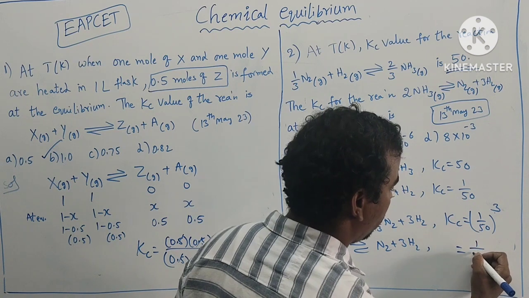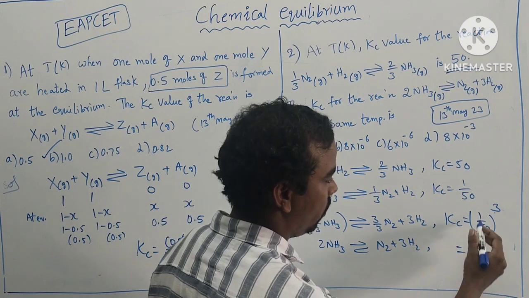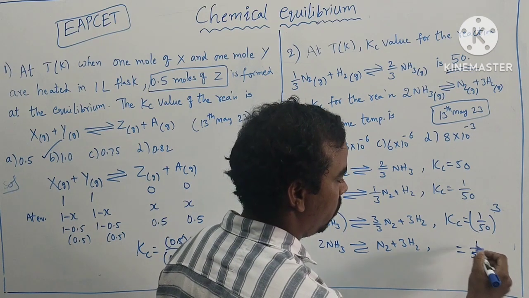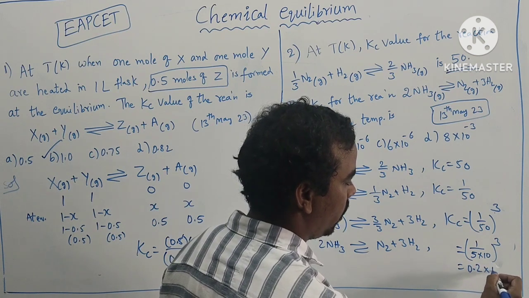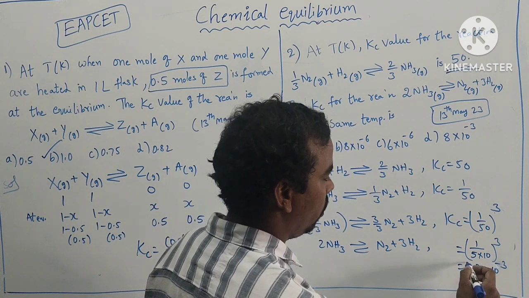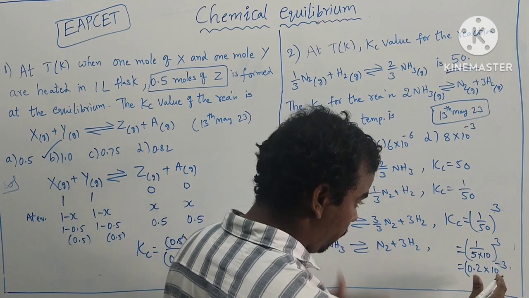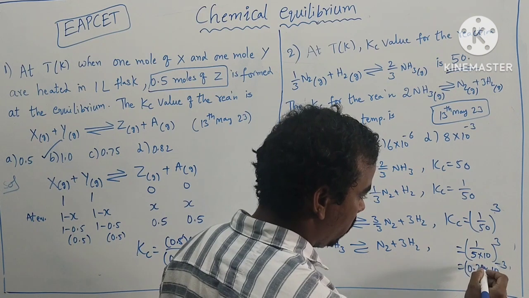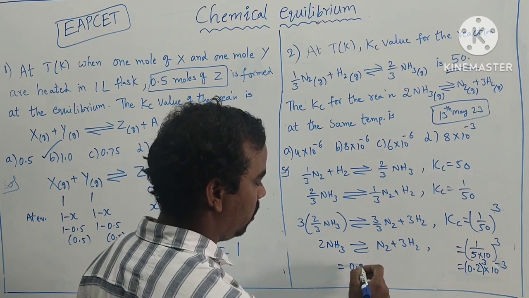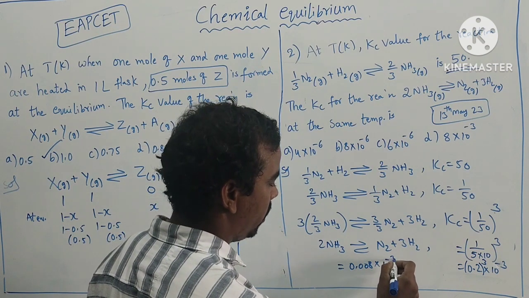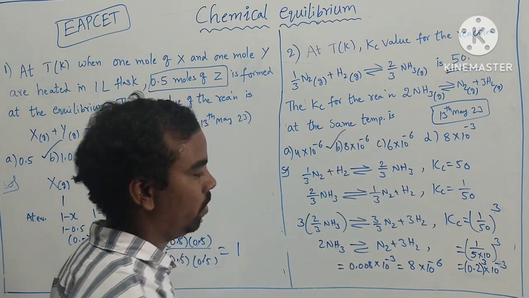It is converted to 1 by 5 into 10 whole cube. So 1 by 5 means 0.2, 0.2 whole cube into 10 power minus 3. So this value is 0.008 into 10 power minus 3. That is equal to 8 into 10 power minus 6. So the answer is B. Okay, note this.